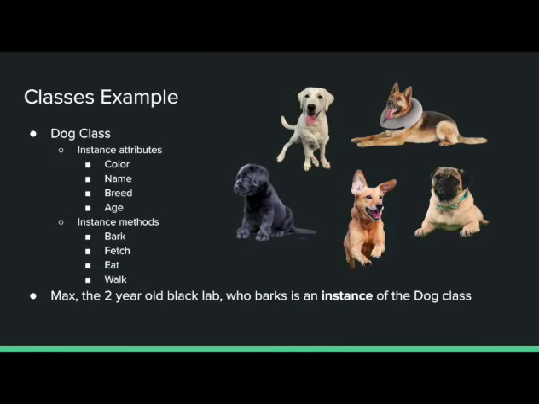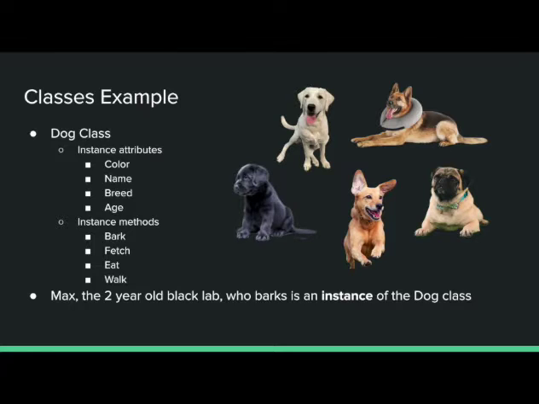So I have one example of a class, the dog class. In the dog class, certain examples of instance attributes you could have include the color, the name, the breed, the age. And you'll notice that these can be any data types. The name and the color could be string data types, while the age would be int data type. It doesn't matter, you can use any data type. And then the instance methods include something a dog would do, like bark, fetch, eat, walk.